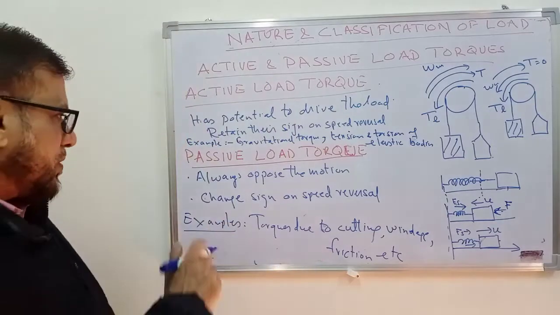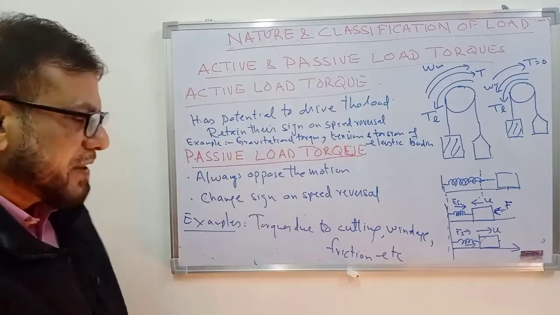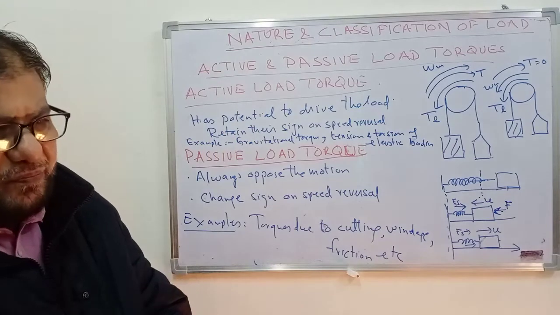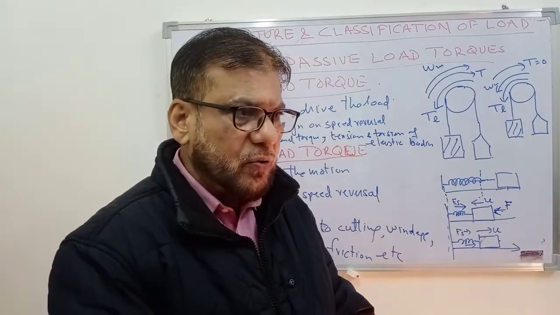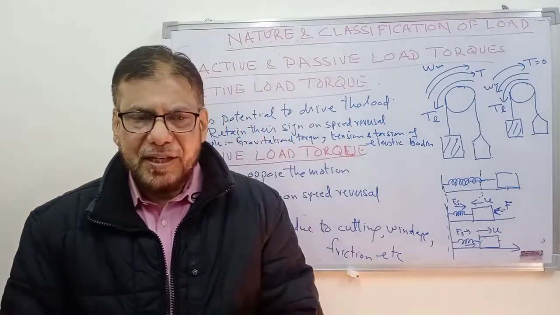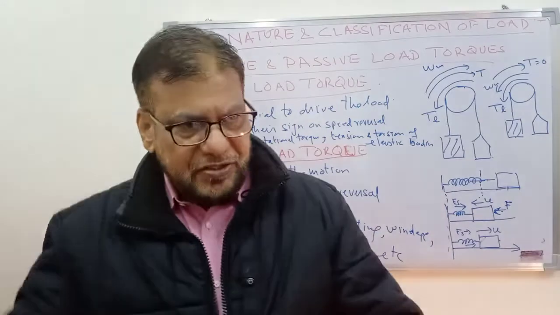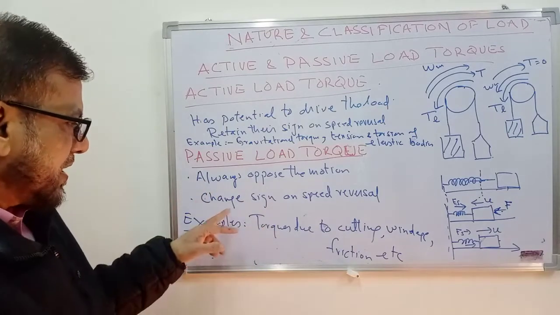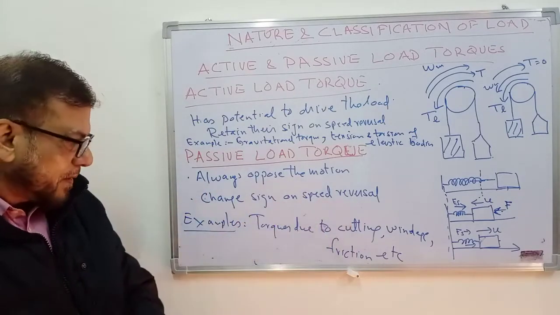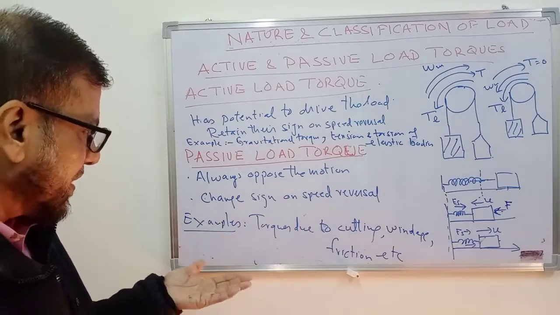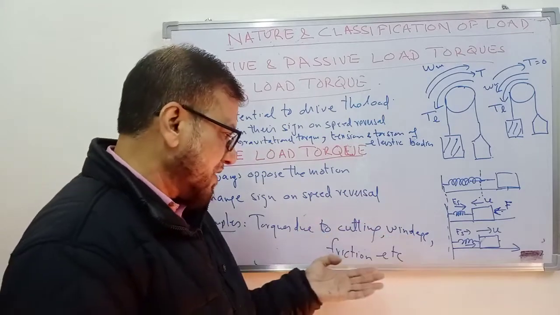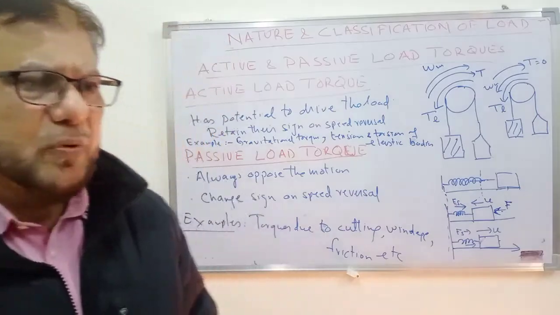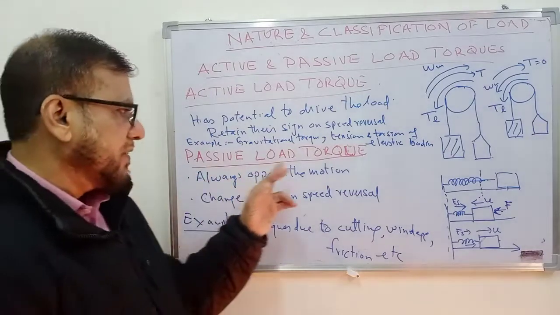The other and the more common load torques are passive load torques, which always oppose the motion. If you have to move some object from one position to the other, you have to apply a force. If you want to move the object in the other direction, the force has to be reversed, and the friction force will also oppose the motion. So such a force always opposes the motion and changes its sign on speed reversal. Examples of this type of torques are torques due to cutting, windage, friction, in loads like fans, blowers, compressors, etc. They always oppose the motion, and they may be classified as passive load torque.